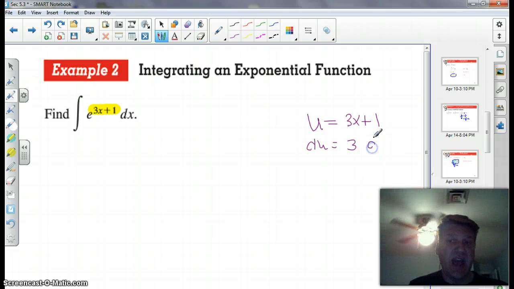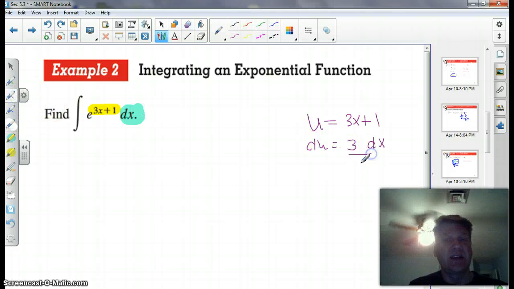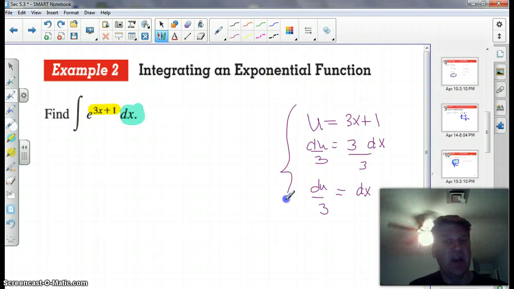Well, it's 3 dx, and I notice over here, well, I don't have a 3 dx. So I'm going to have to replace, when I do my u substitution, dx with what dx is equal to. If you divide both sides by 3, we have a nice equation over here. Our new dx will be, in terms of u, du divided by 3.